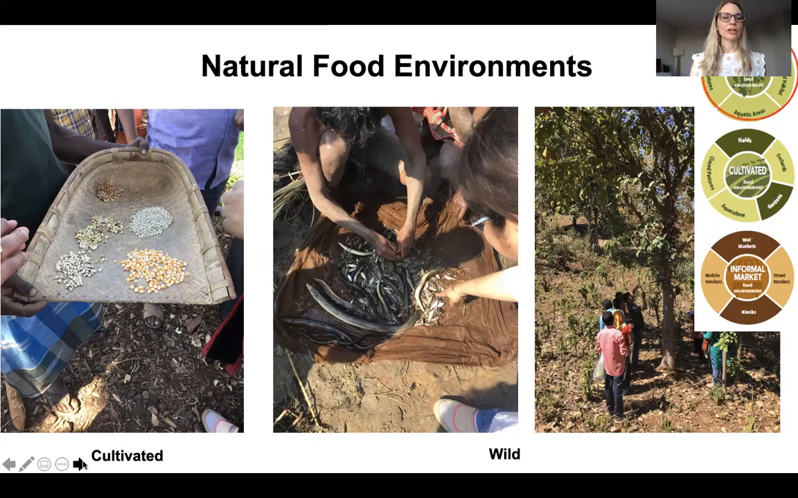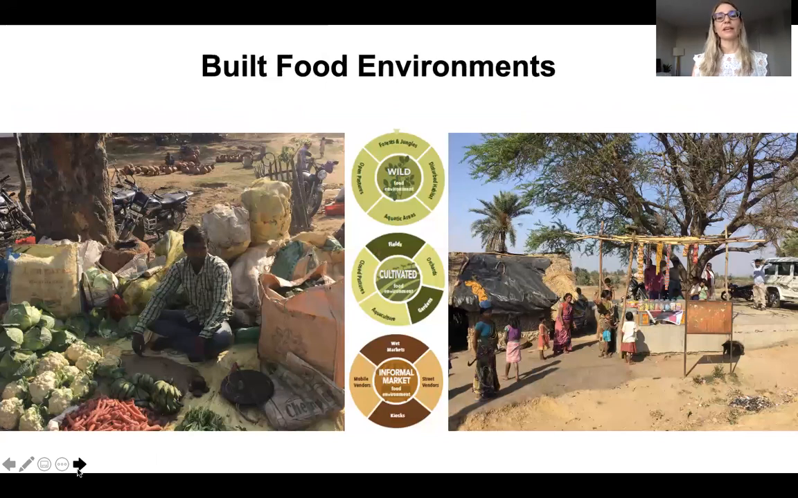And then if you look again from India, these are pictures of the built food environment. So you see the market food environment, it's sort of like a wet market. And then on the right, you have sort of one of these kiosks or boutiques that you often see in many rural areas.